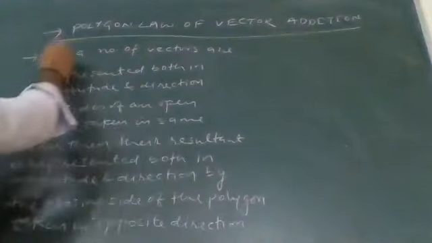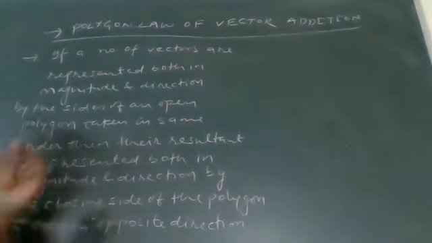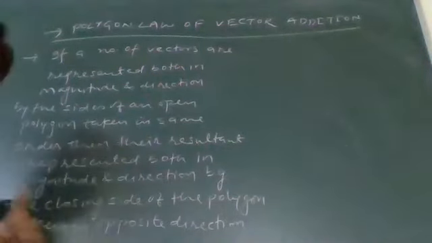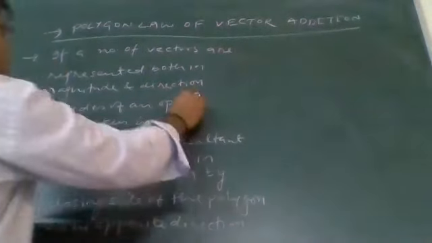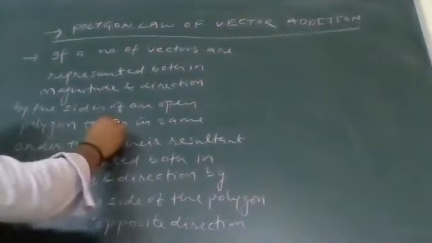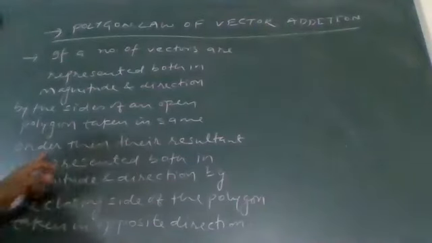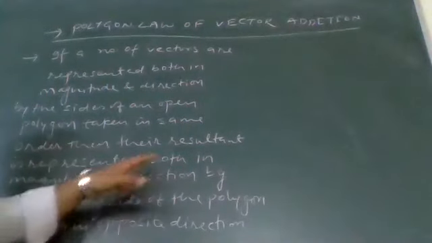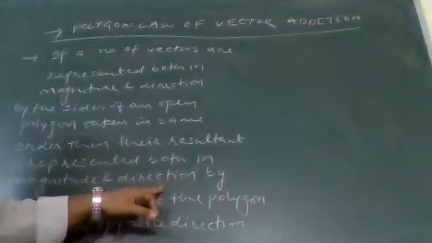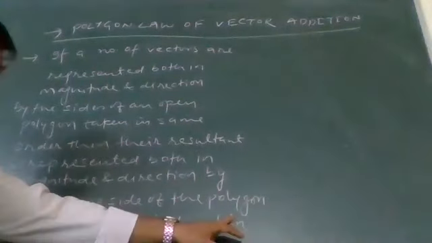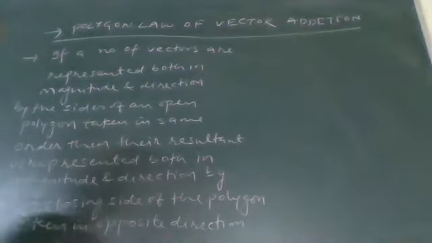Write the statement carefully. If a number of vectors are represented both in magnitude and direction by the sides of an open polygon taken in the same order, then their resultant is represented both in magnitude and direction by the closing side of the polygon taken in the opposite direction.